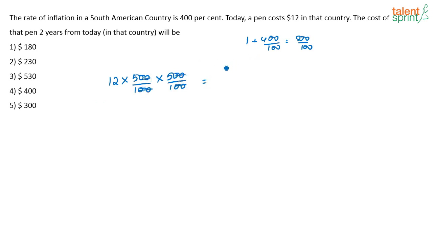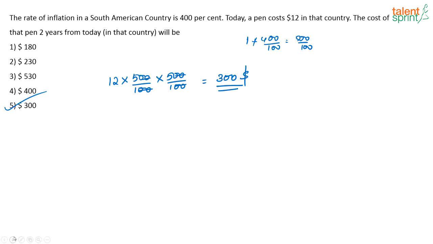Or what is that? That is nothing but 12 into 5 into 5, or 12 into 25, which is equal to 300. So the cost of the pen after 2 years from today will be $300. Option 5. Option 5, 300 is your answer.